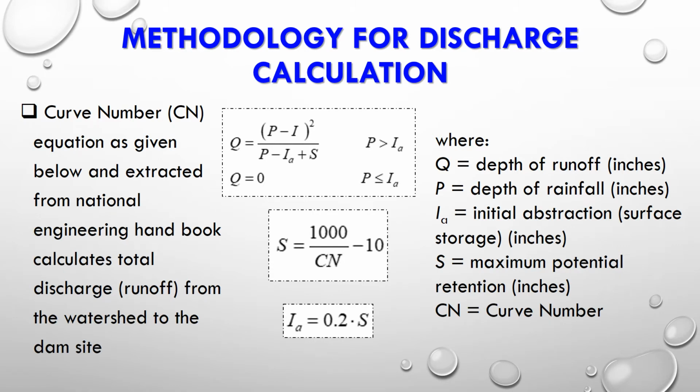The curve number algorithm that we'll be using to develop the geospatial model is used initially to calculate the total amount of discharge or runoff coming to the proposed small reservoir area. So the curve number equation is given here. Most of us know this equation, and the curve number will help to create the maximum potential retention raster, and from the S raster, or maximum potential retention raster, we will create the initial abstraction or surface storage raster, that's Ia.